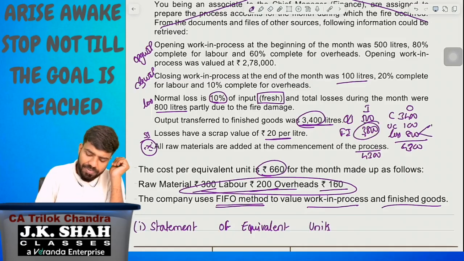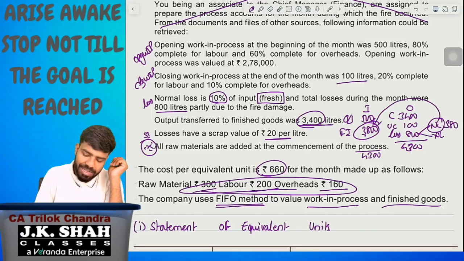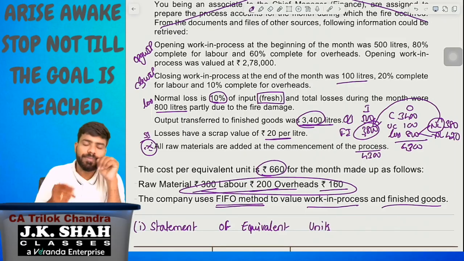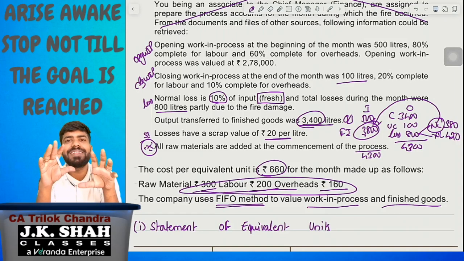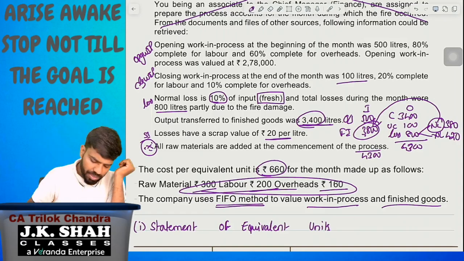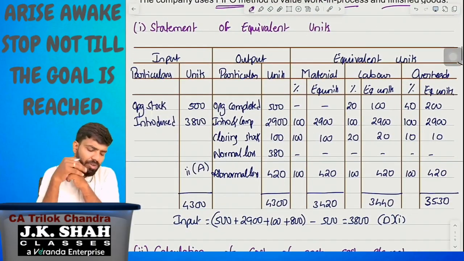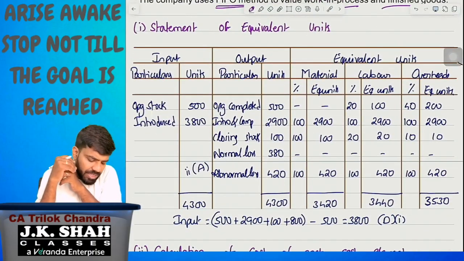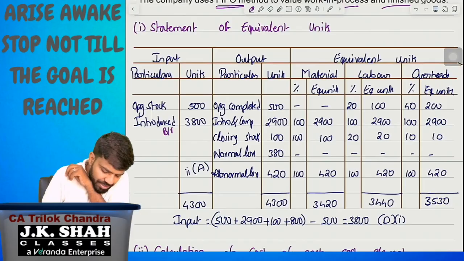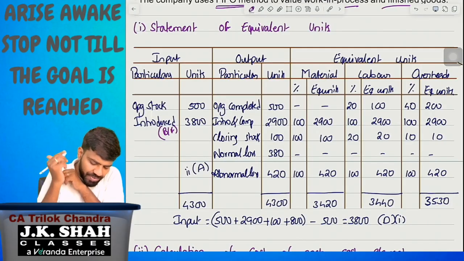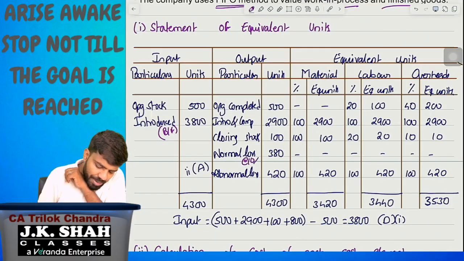This loss we need to classify into normal loss and abnormal loss. To calculate the normal loss, we need to know the fresh input. We know the fresh input is 3,800. So normal loss is 10% on that, which is 380. Balance is abnormal loss 420. This is the analysis of the liters. Now look at the solution which I have written. It's a handwritten solution. Statement of equivalent units. 3,800 is the balancing figure, and this is 10%, at the rate of 10%. I took the same.